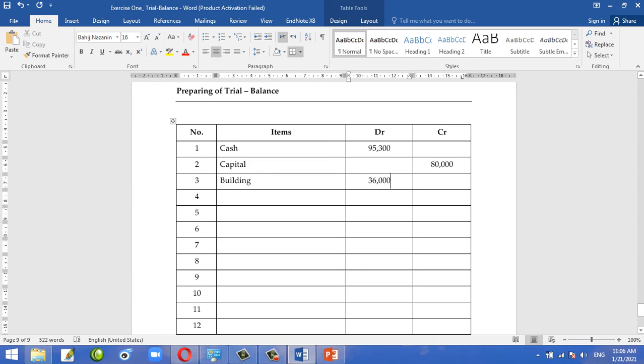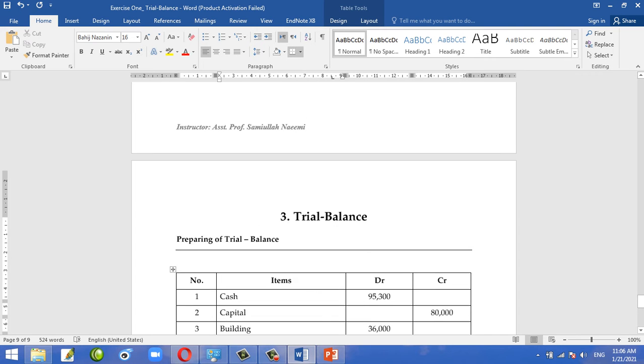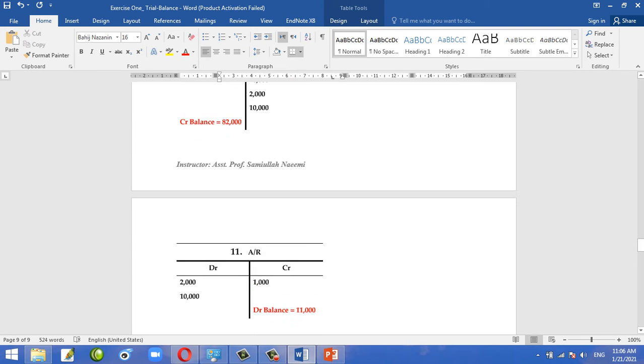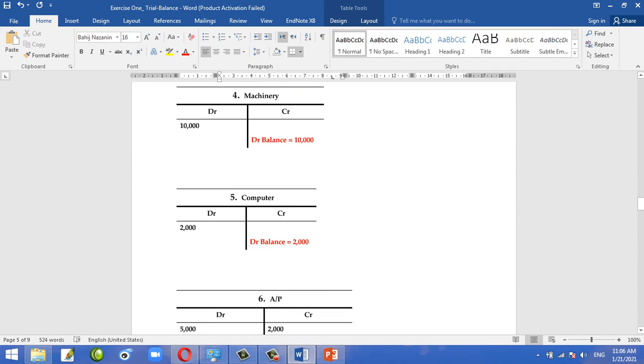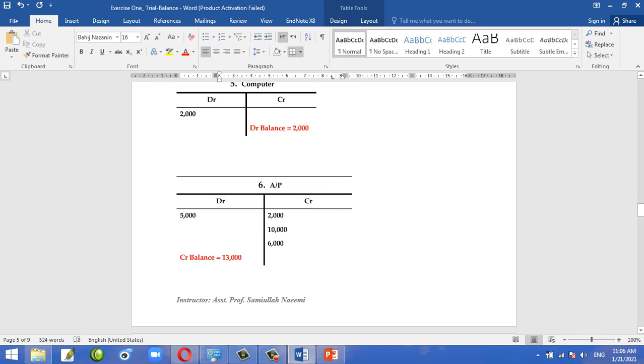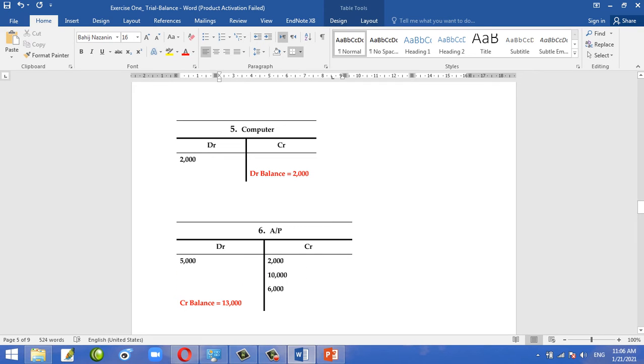The fourth is machinery. This is not A, this is E. We have worth of 10,000 Afghanis as debit. The fifth is computer, worth 2,000 Afghanis debit balance. And also we have account payable, 13,000 Afghanis credit.